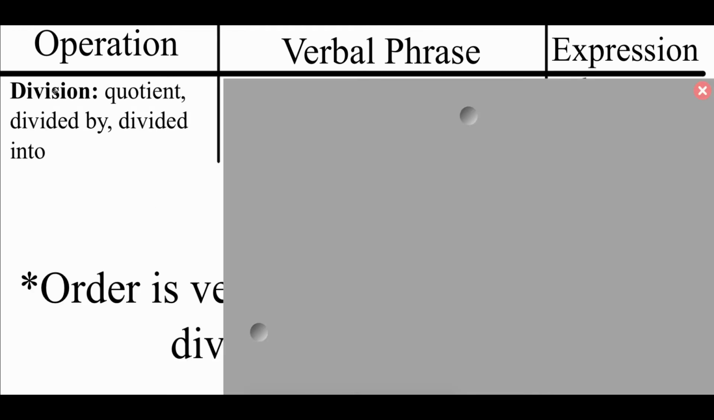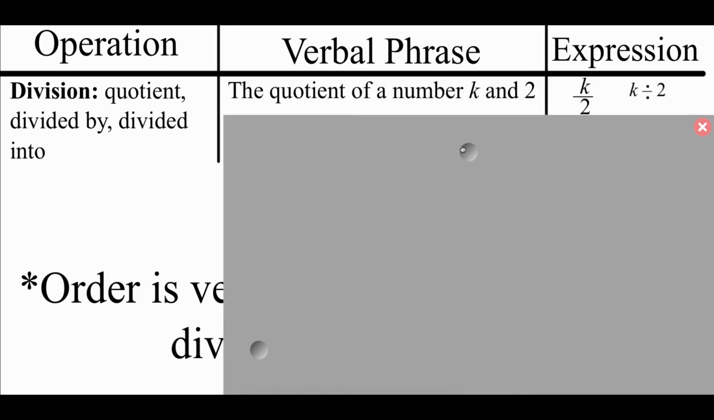Our last operation is division. If we see the word quotient, or divided by, or divided into, those are going to tell us that we've got division happening. If we see the quotient of a number k and 2, there are two different ways to write out division problems. One of them is as a fraction. So if we see the quotient of a number k and 2, we can write k over 2. Or if we want to just use a division symbol, we can write k divided by 2.